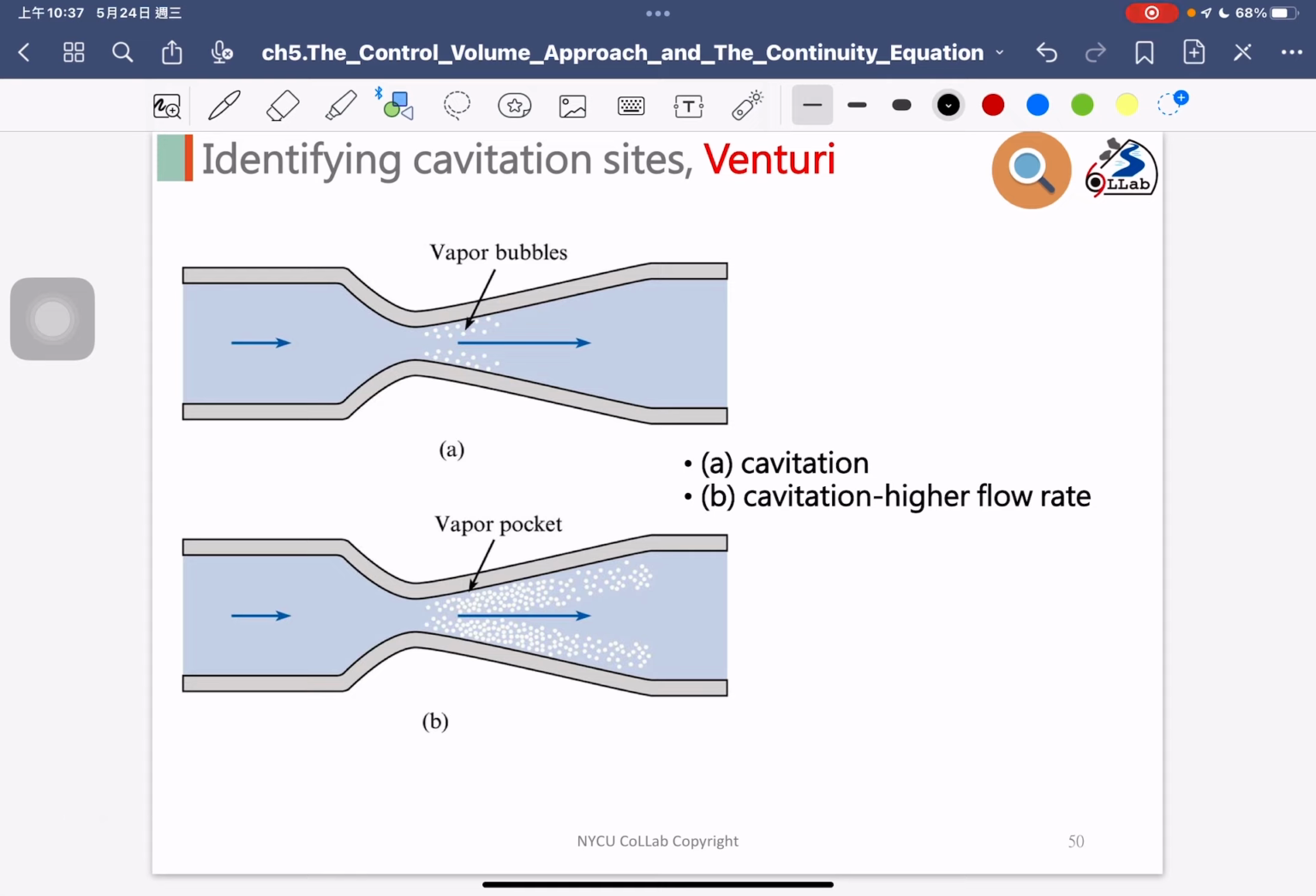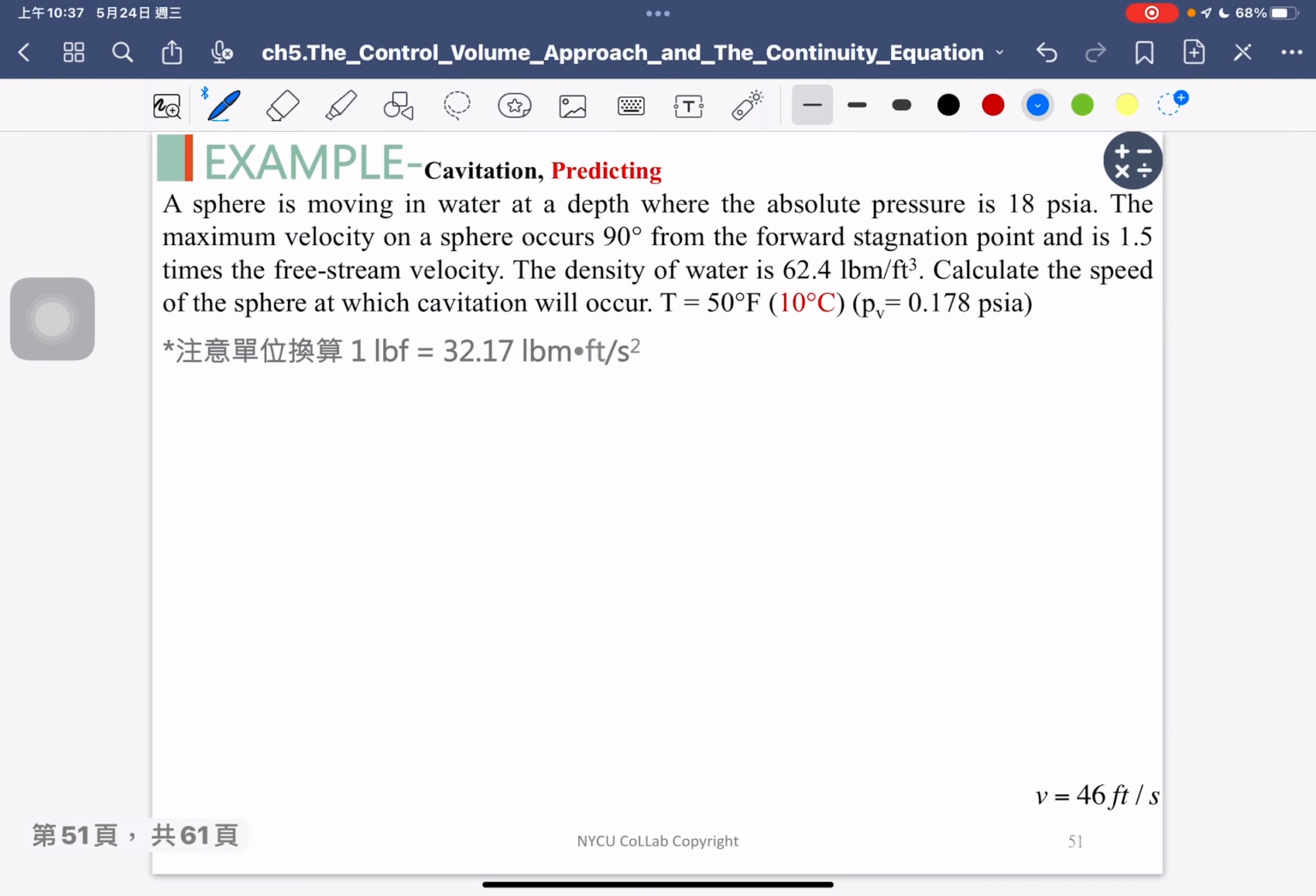At this cross-section area, if the pressure is lower than the vapor pressure, we will generate some bubbles, and when the bubbles break, they induce a higher pressure. The higher pressure will damage the infrastructure along the pipe surface. Okay, so we have one exercise we can practice. How can we predict the cavitation problem?